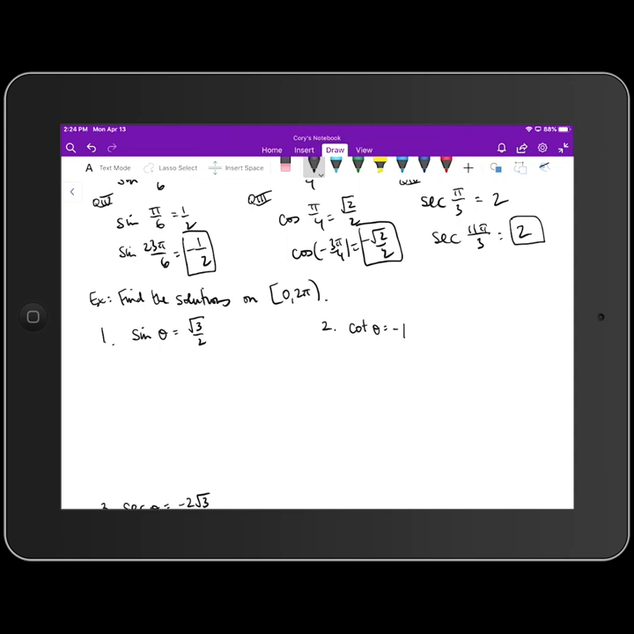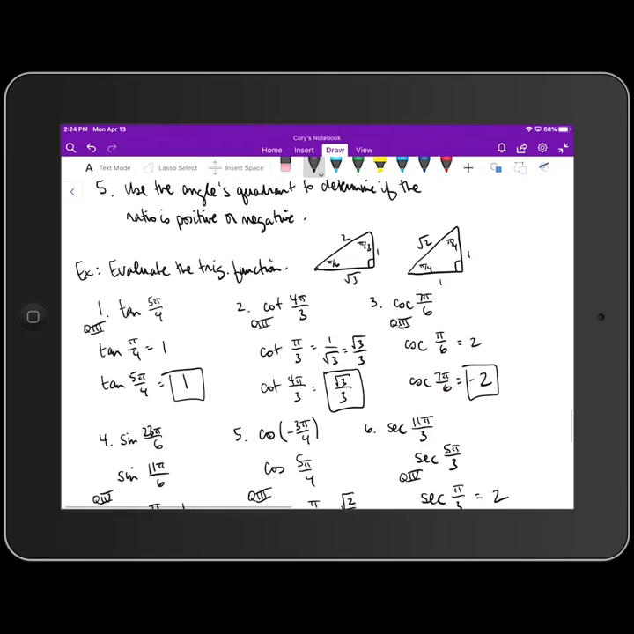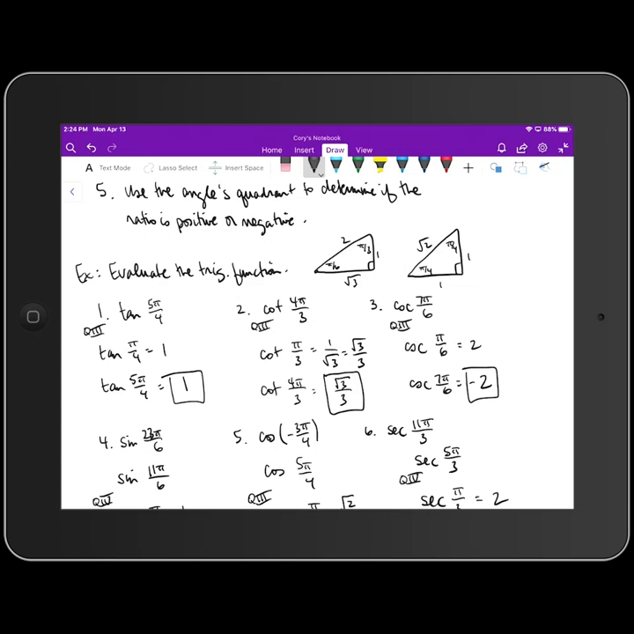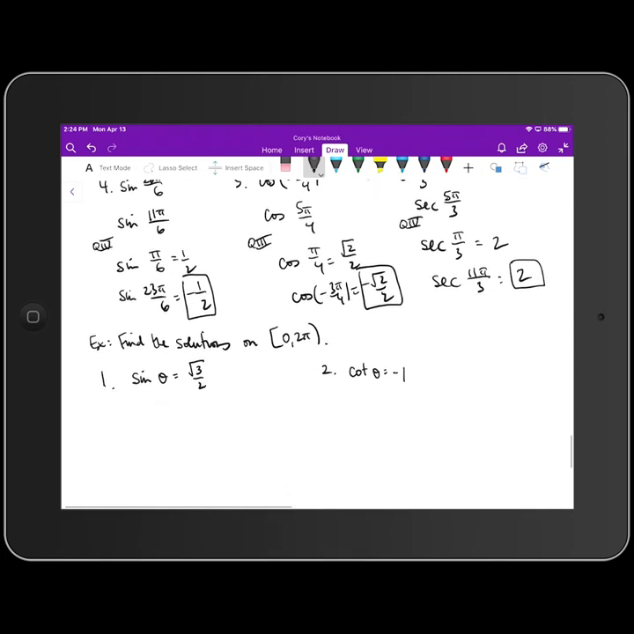For number 1, we have the sine of angle theta is rad 3 over 2. So we want to look to the triangles that we constructed here and figure out what our reference angle is going to be. The sine of what angle is going to be rad 3 over 2? Well, if we look at the angle pi over 3, sine is opposite over hypotenuse. That is rad 3 over 2. So that tells me that my reference angle is pi over 3.